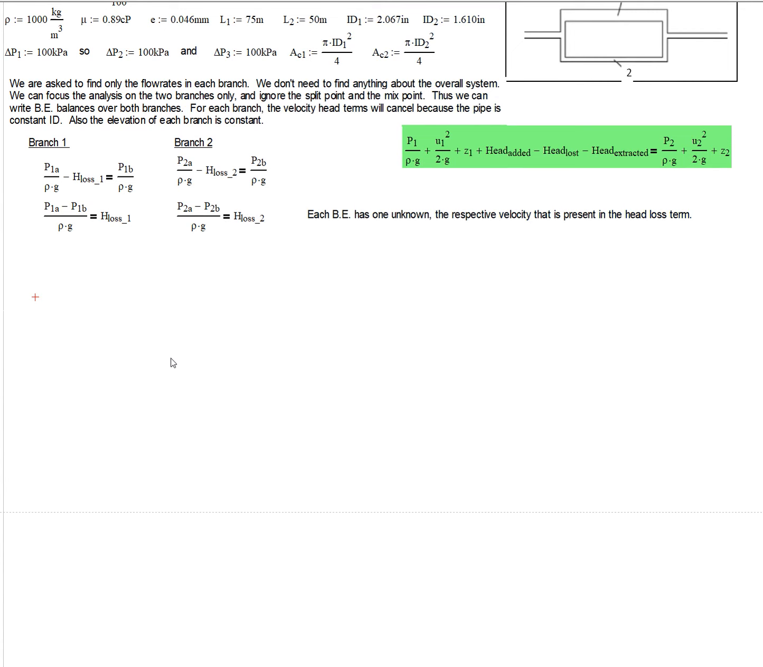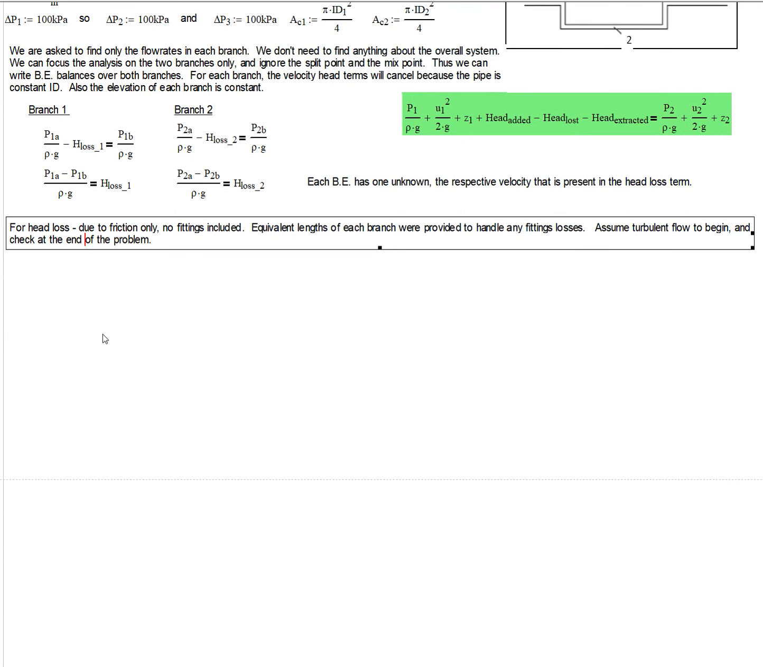Now, we are asked to find the flow rate. Where is the flow rate in these equations? Well, the flow rate is buried in the head loss, right? The head loss is going to be a function of the Reynolds number, which is a function of the flow rate.